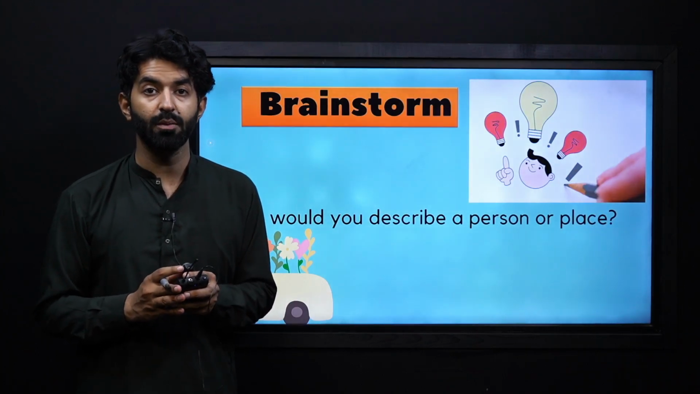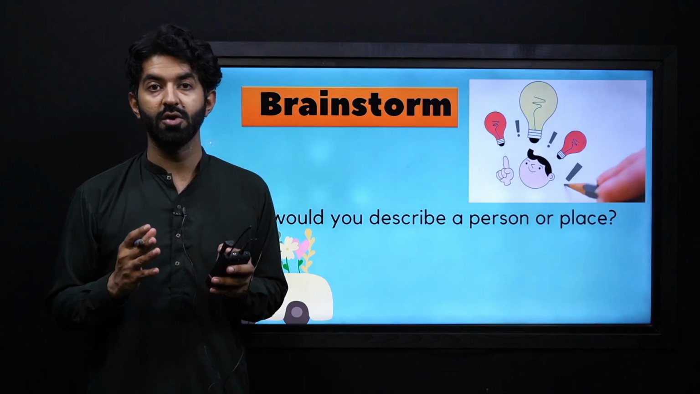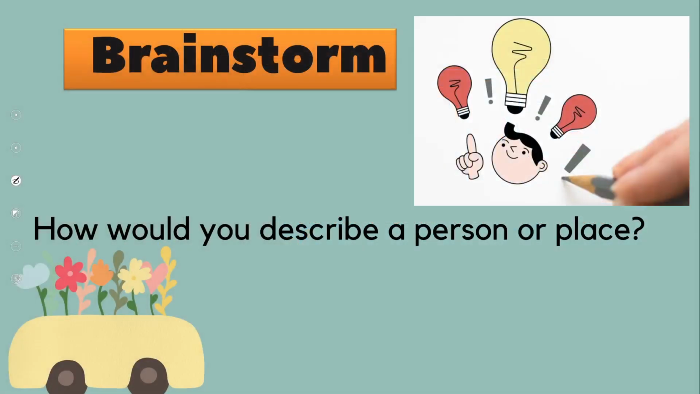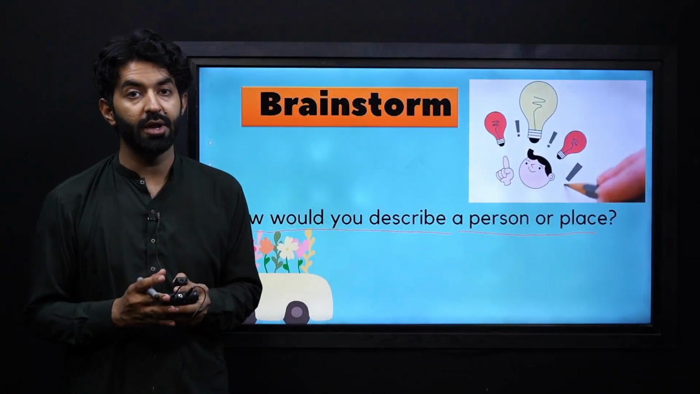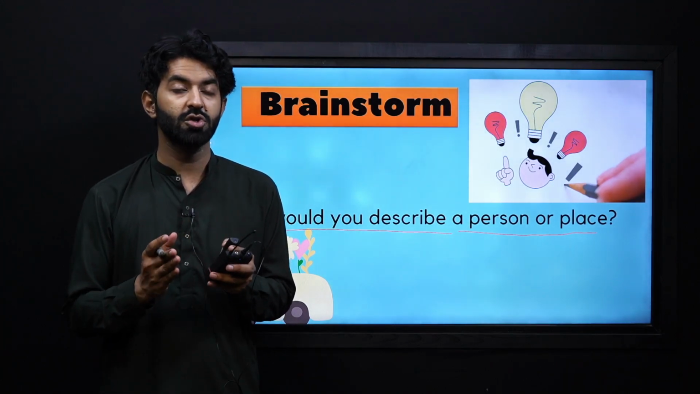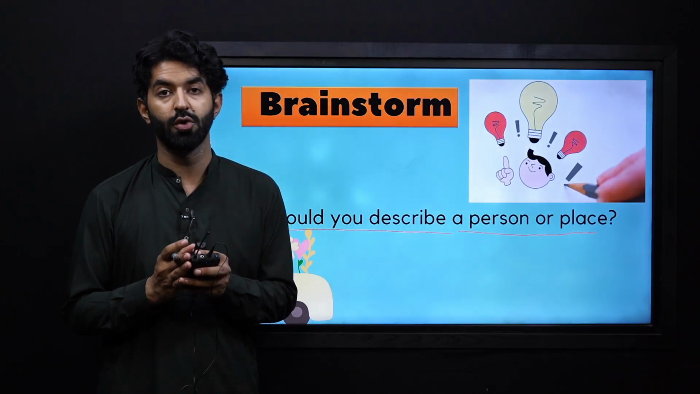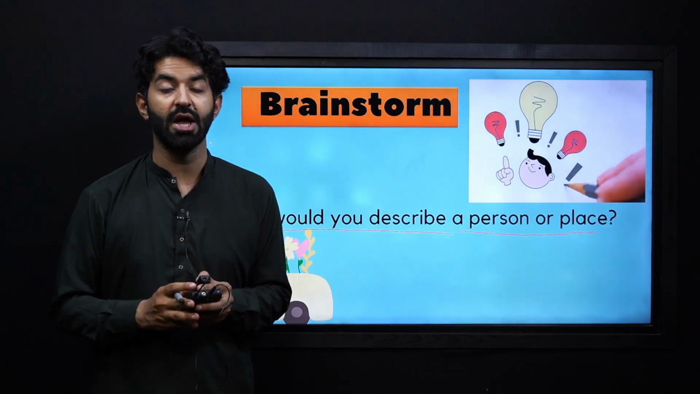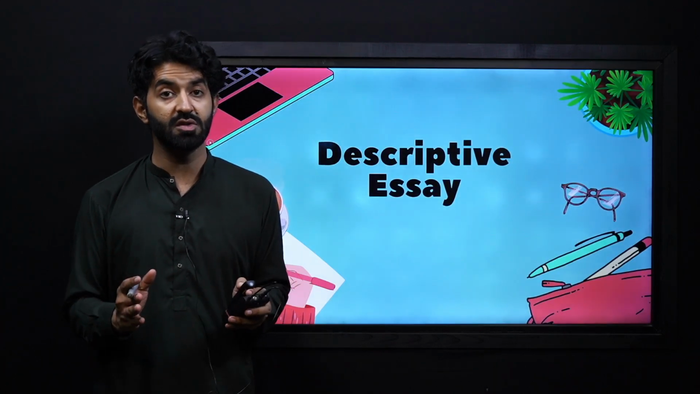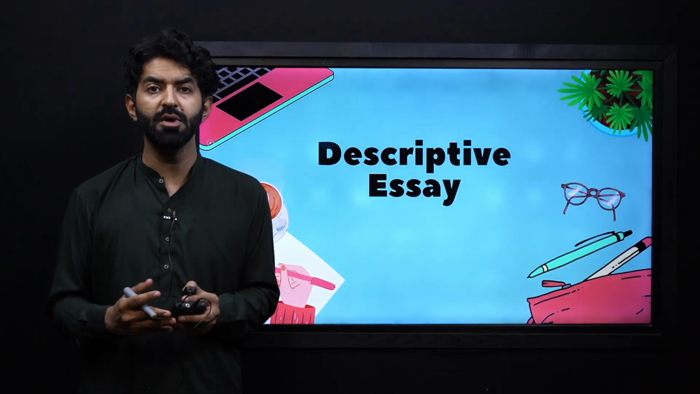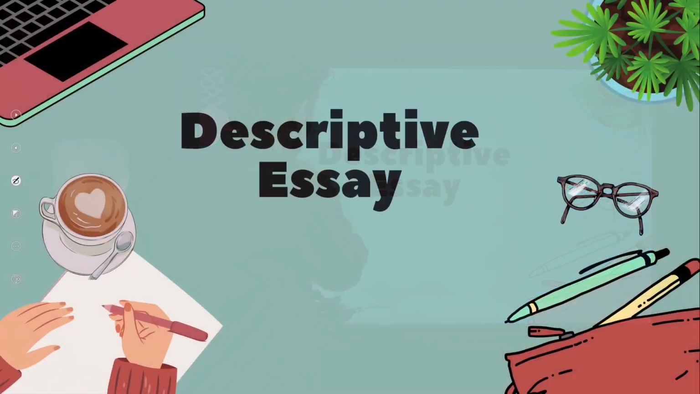My dear learners, it's time to storm your brains a little bit by doing this brainstorming activity, in which we have a very simple question for you: how would you describe a person or place? For example, if you are given a task to describe a person or place in writing, how would you describe it? What kind of language will you use? I need you to think about it and talk to your teacher and your fellows. Now, after this brainstorming session, let's talk about our topic, which is descriptive writing or the descriptive essay.